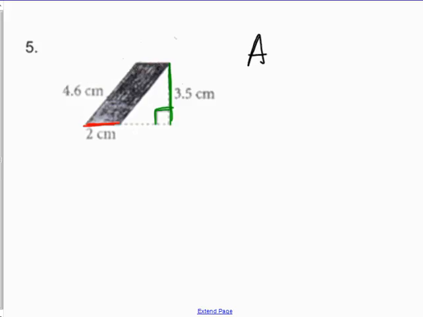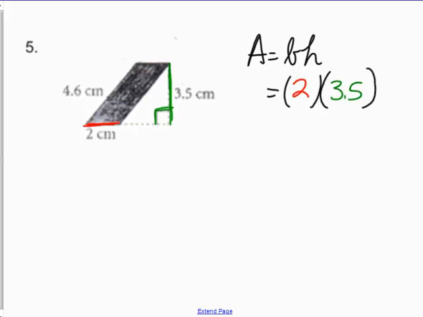So, area of a parallelogram is base times height. So I have 2 centimeters, and I have 3.5 centimeters. That equals 7 centimeters squared.